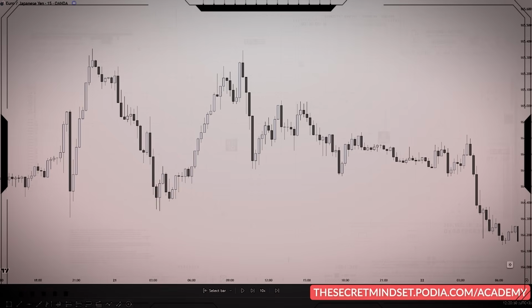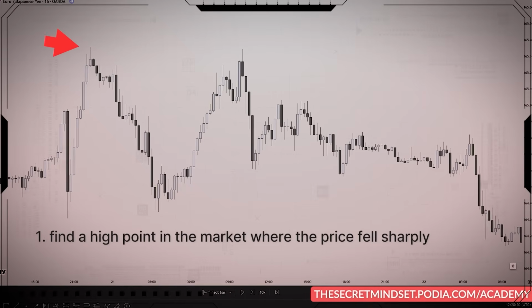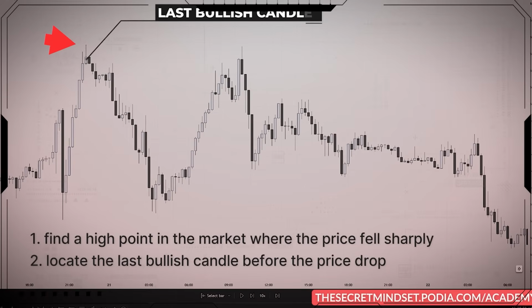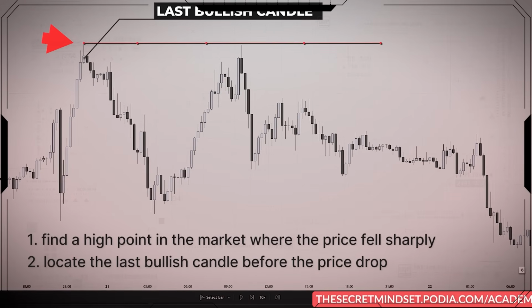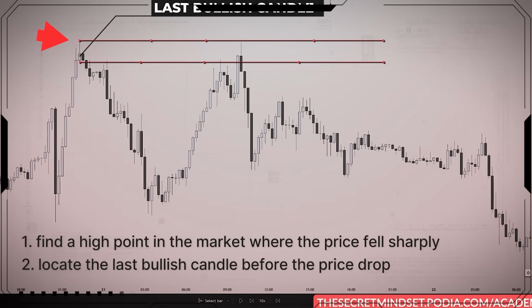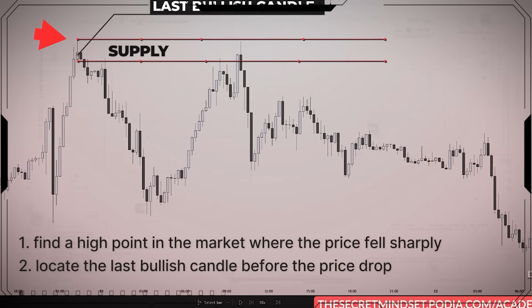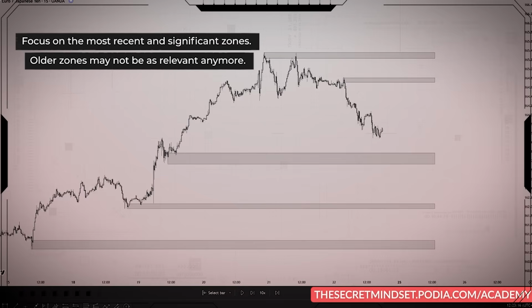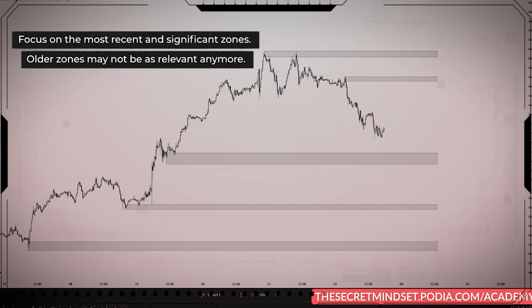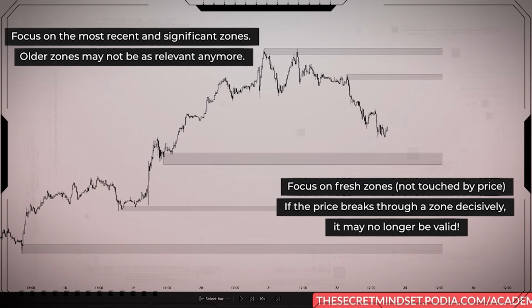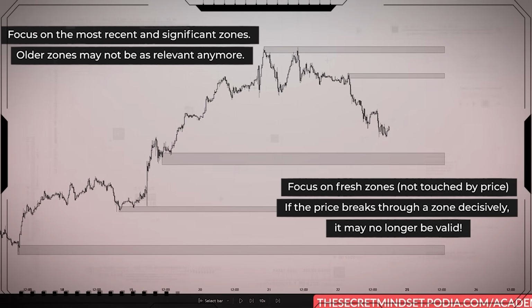To mark a supply zone, you find a high point where the price fell sharply. Locate the last bullish candle before the price move. Draw a horizontal line at the high point and another one at the low point of the candlestick. And this is your supply zone. When marking zones, focus on the most recent and significant zones. Older zones may not be as relevant anymore, and adjust your zones as needed. If the price breaks through a zone decisively, it may no longer be valid.